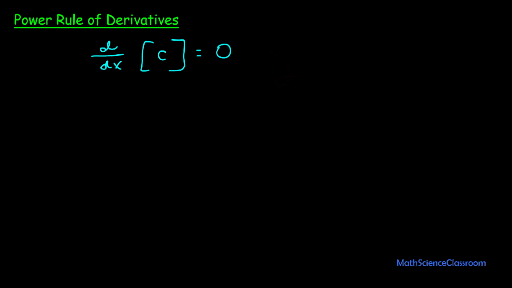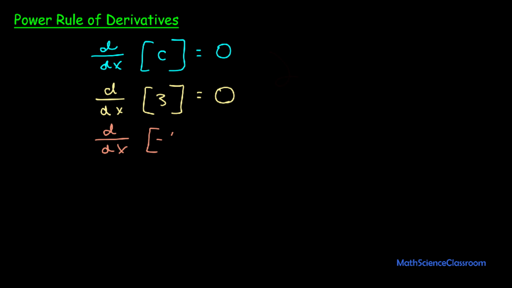So if that's true, what is the derivative of 3? The derivative of 3 equals 0 because 3 is a constant. What is the derivative of -5? The derivative of -5 equals 0 because -5 is a constant.